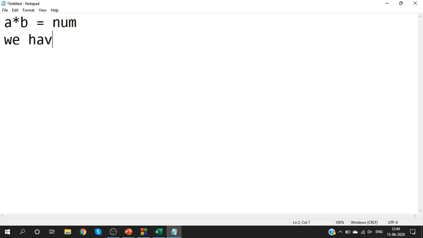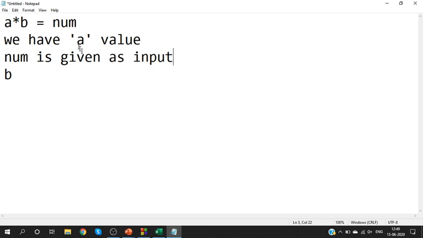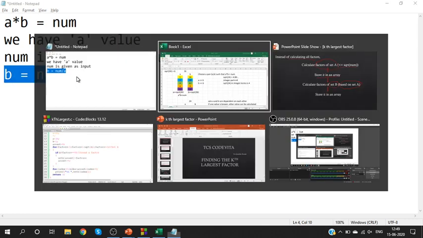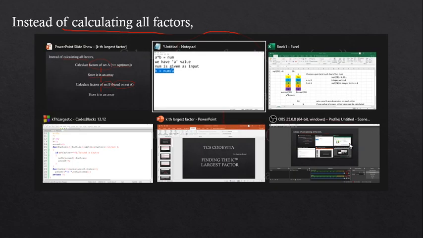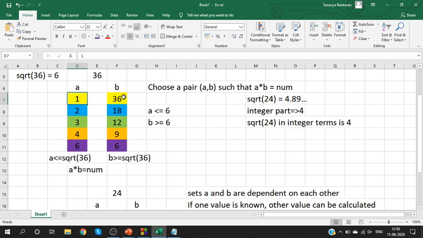Now, we have A value, right? We have the values of A. Now, how will I calculate B? The number is given as input. Num is given as input. We have calculated A value. So, how will we calculate B? B is equal to number by A. Can you understand this? B is nothing but number by A. So, what we can do here is, for each A value, not just for one value, for each A value, calculate the B value. Can you understand this? For 1, calculate B value. For 2, calculate B value, for 3 calculate B value, and this goes on.